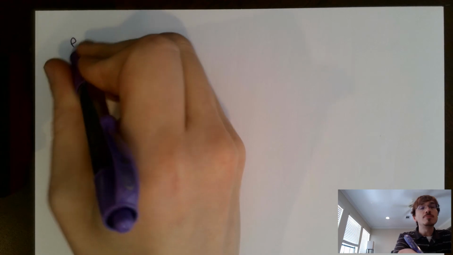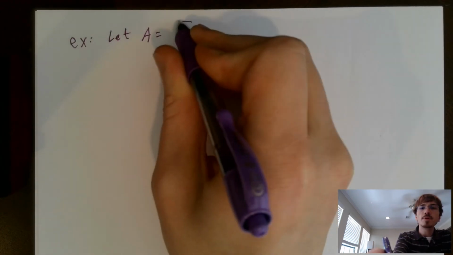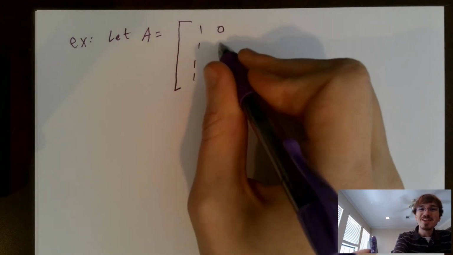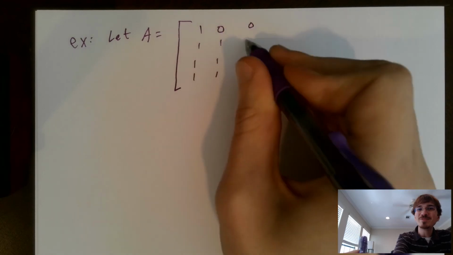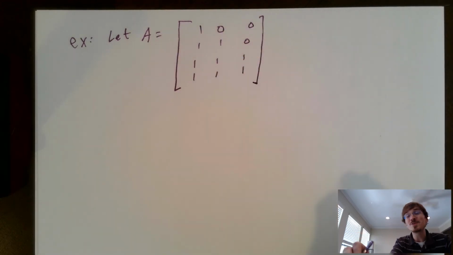Example. Let A be equal to the matrix [1, 1, 1, 1; 0, 1, 1, 1; 0, 0, 1, 1]. And you say, oh no, this looks familiar. The columns of this matrix are exactly the same vectors that we've already dealt with. Yeah?